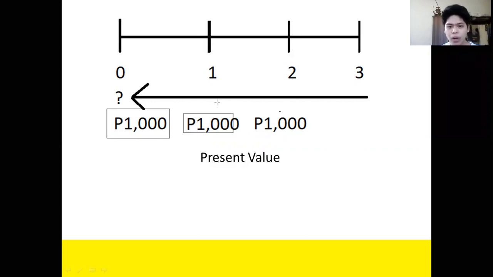you will receive 1,000 pesos at the start of year 2. At the start of year 2. So, this is also correct. And finally, this. At the start of year 3. So, this is also correct.